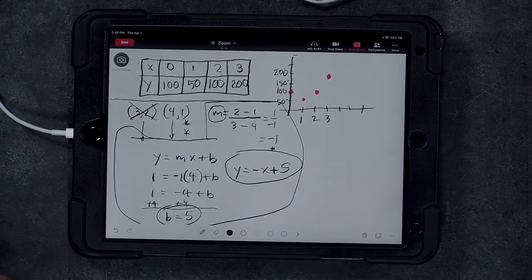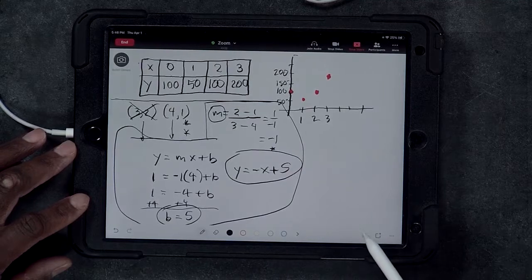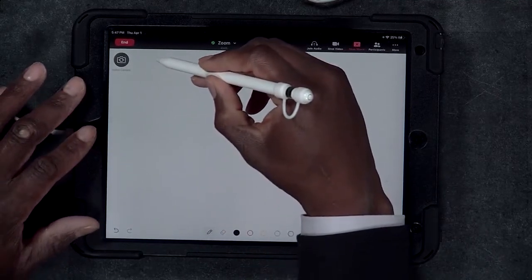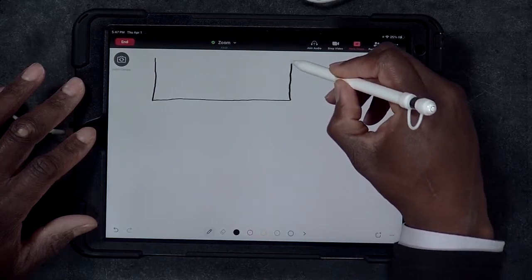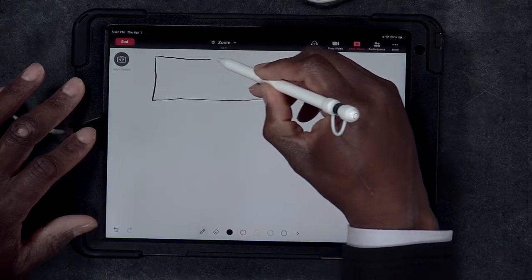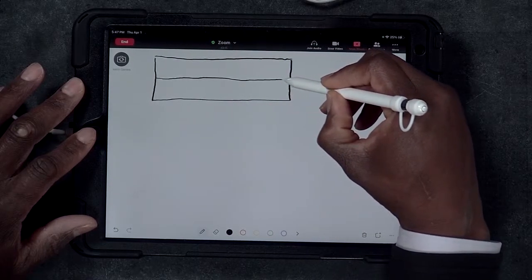All right, so I'm going to erase this and we're going to move on to our problem. Let me write this data again. Don't forget, we're going to find the slope, just like we did in previous classes, and then we're going to find the y-intercept.